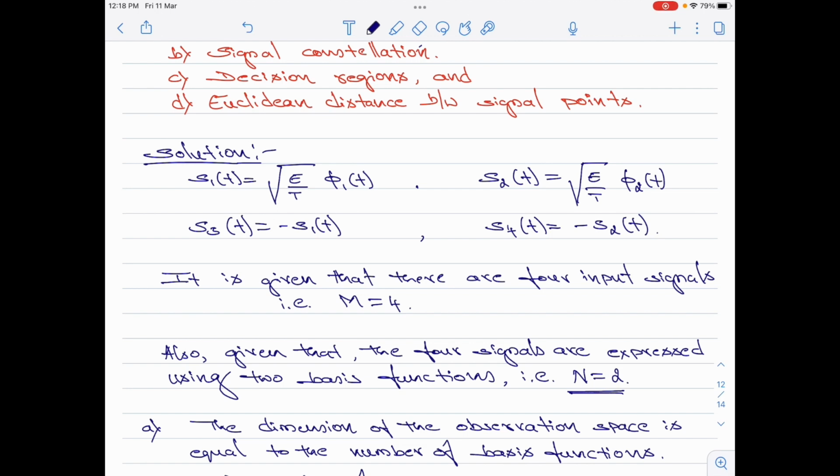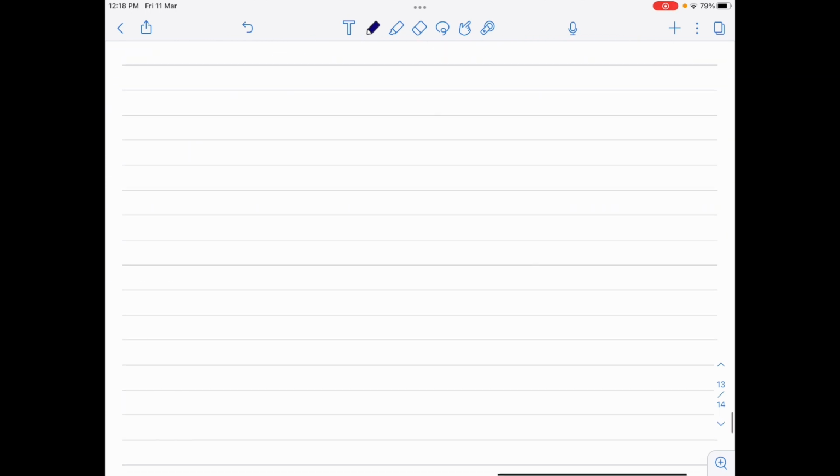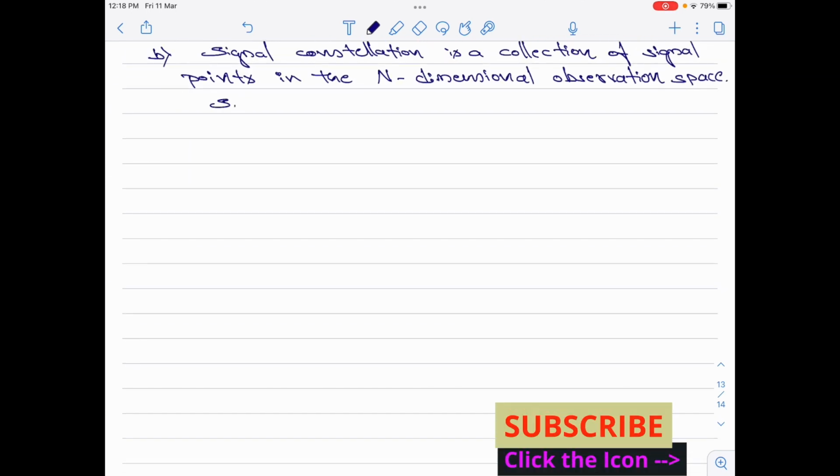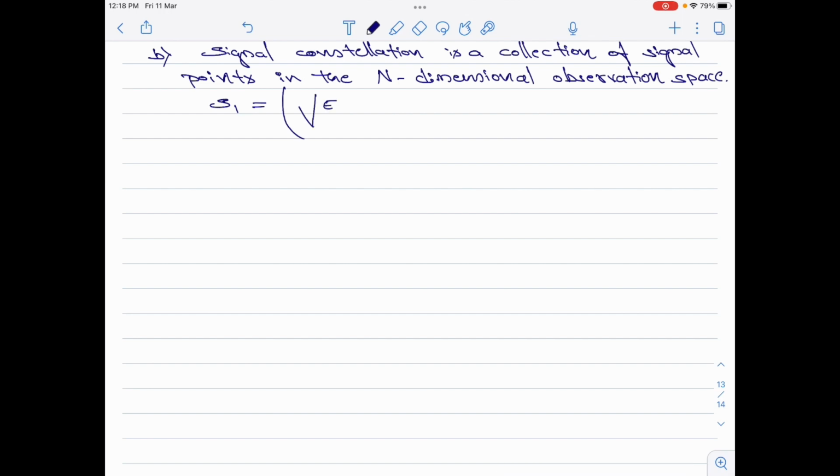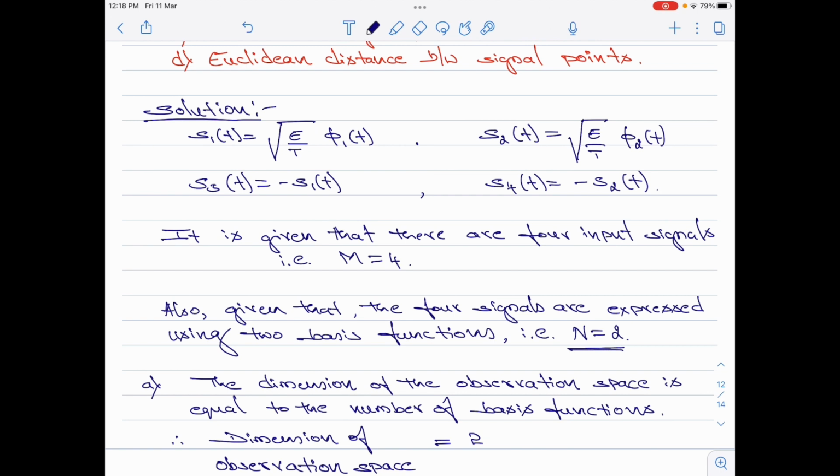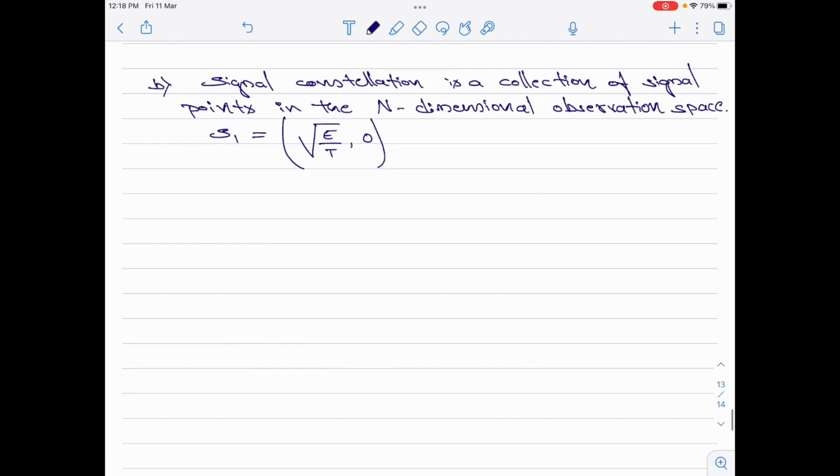Therefore, all of these 4 signals can now be represented as signal vectors using the coordinates. I will go for first one, S1, which is the signal vector, is given by square root of E divided by capital T, comma 0. You can come back and see here the constant related to phi 1 of t is taken, but there is no phi 2. So, it is square root of E by T comma 0. In a very similar fashion, S2 will be 0 comma square root of E divided by T.